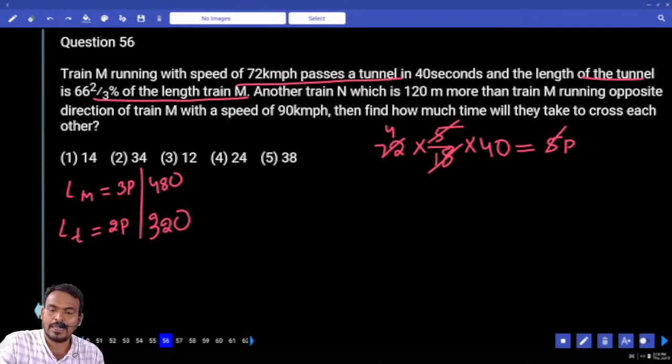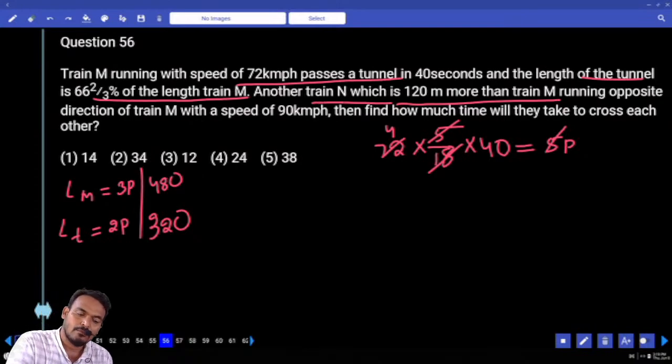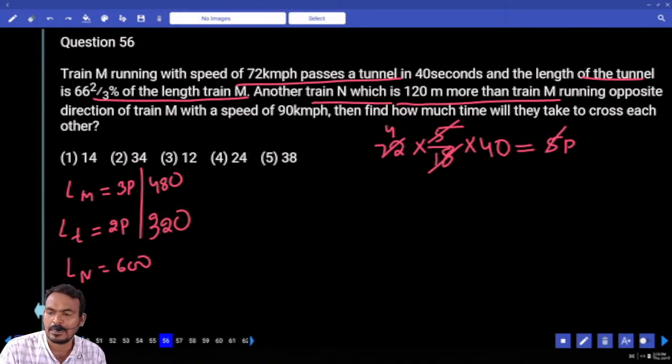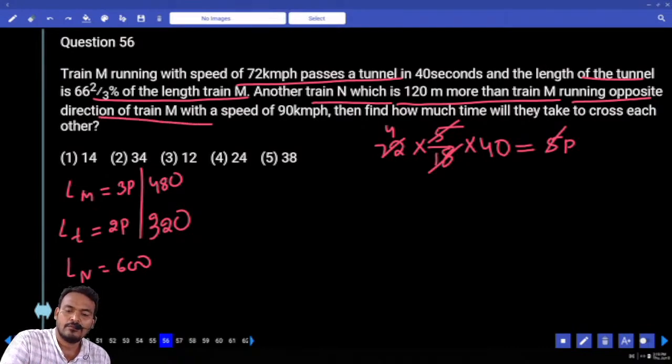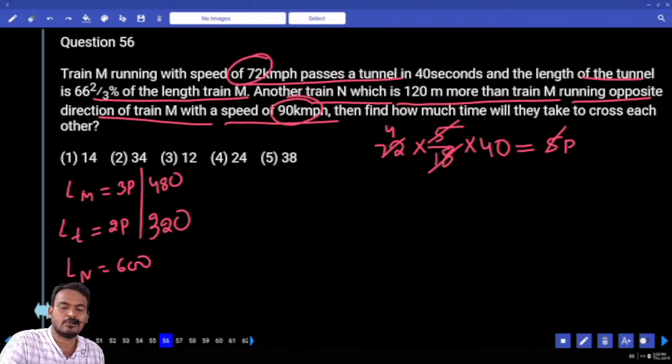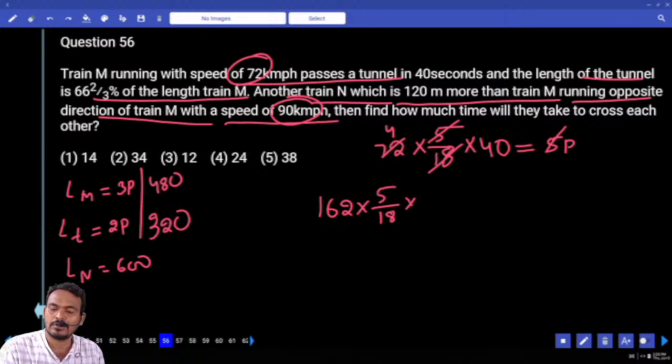What is the question here? Another train N which is 120 more than the train M, means length of the train N is how much? 600. 480 plus 120, 600. And both are running in opposite direction, M with a speed of 90 km per hour. What is the M speed already? 72. Again N speed is given how much? 90. Opposite direction means sum of these speeds are 162 into 5 by 18 into time.